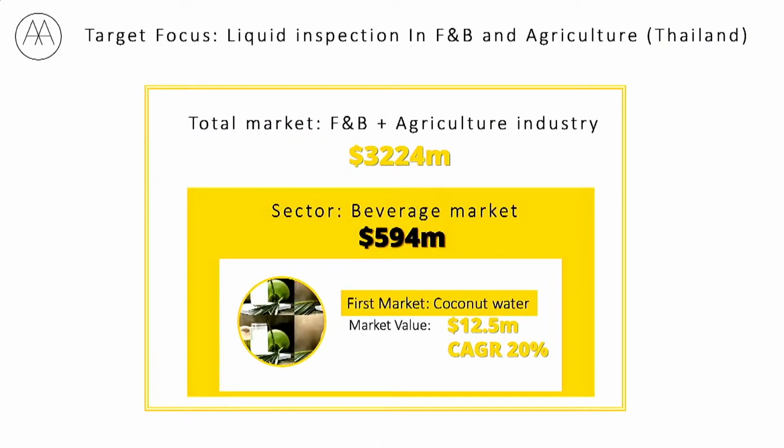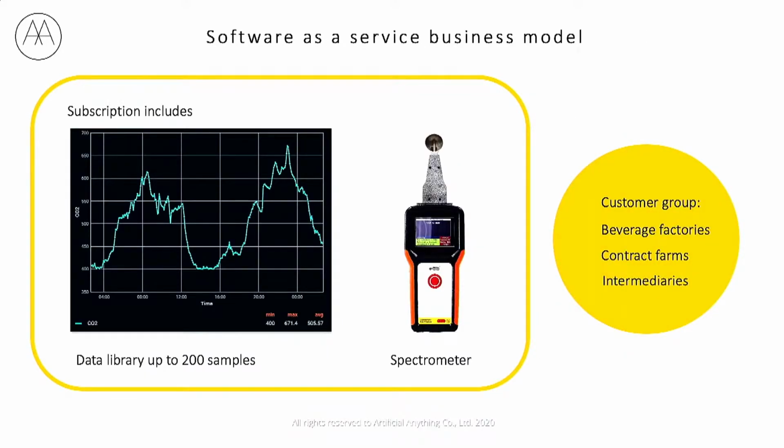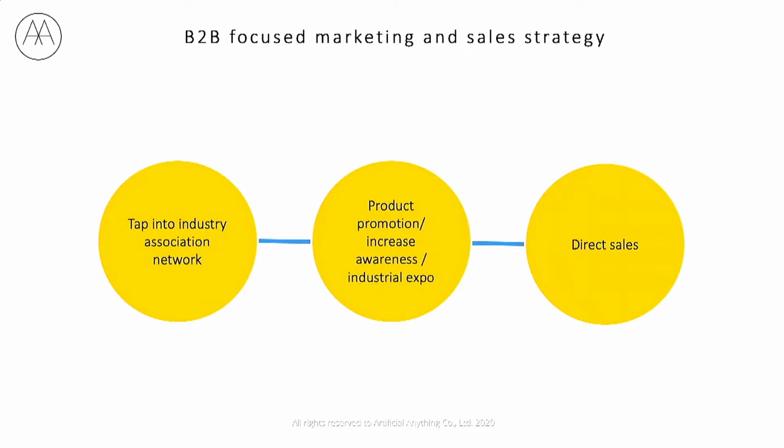And in Thailand, the target market that we are focused on is the F&B and agriculture industry. That total market size is around $3,000 million. And our first move is coconut water, which has market value around $12.5 million. And we would generate money by using a subscription model with both hardware and software. And our customer group is intermediaries in the supply chain, beverage factories, and contract manufacturers. From the customer side, we will focus on establishing long-term relationships with the companies, while making our products known by exposing ourselves in commission expos and direct sales.